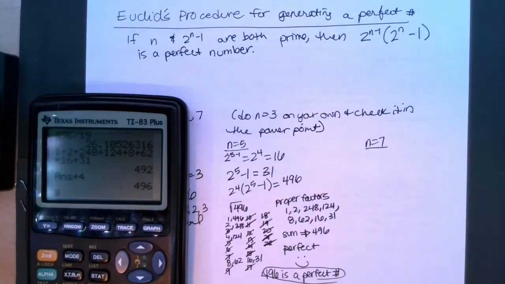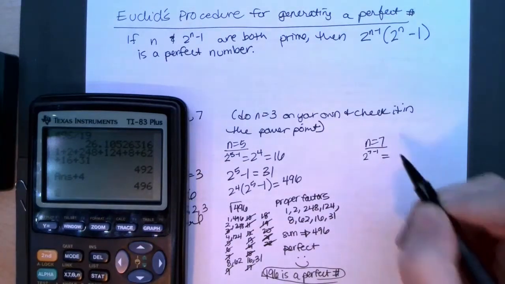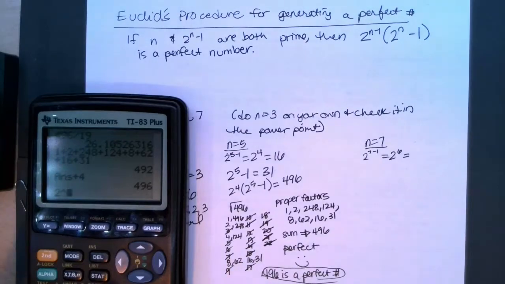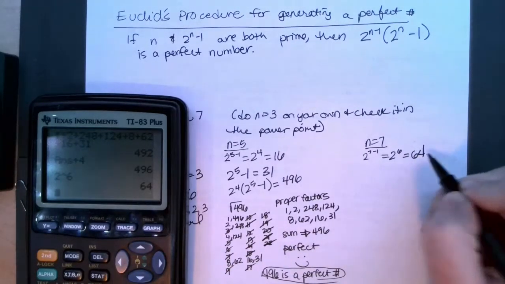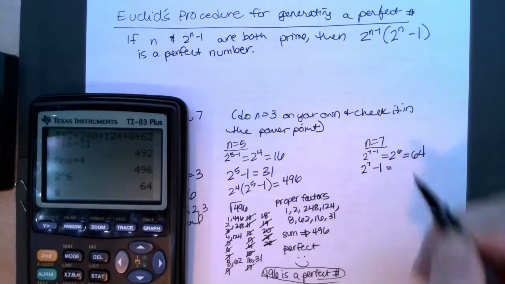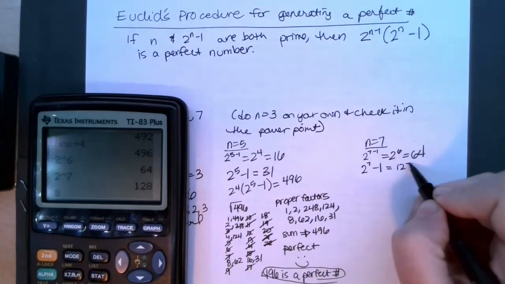Alright, so let's do n equals 7. So we go 2 to the 7th minus 1. So again, 7 minus 1 is in the exponent. So we get 2 to the 6th. 2 to the 6th is 64. Okay, then we have to do our 2 to the 7 and then subtract 1. So 2 to the 7th gives us 128. So we get 127.